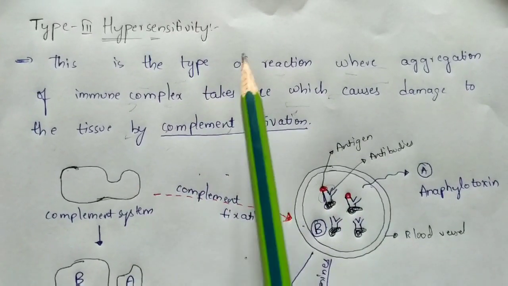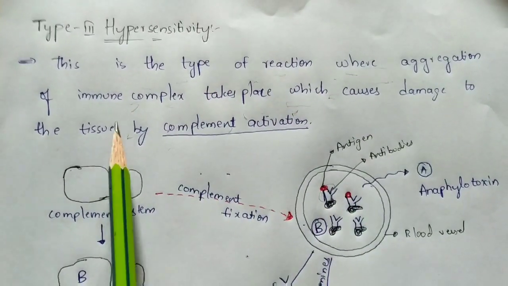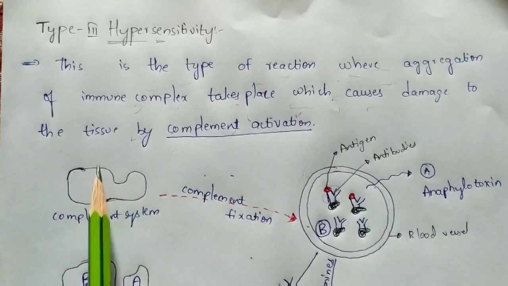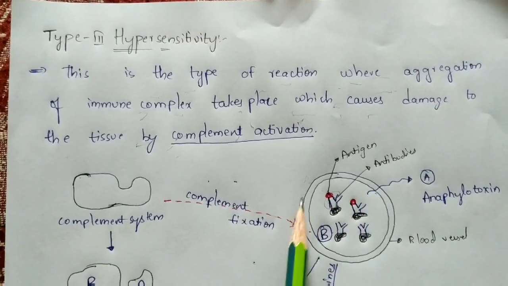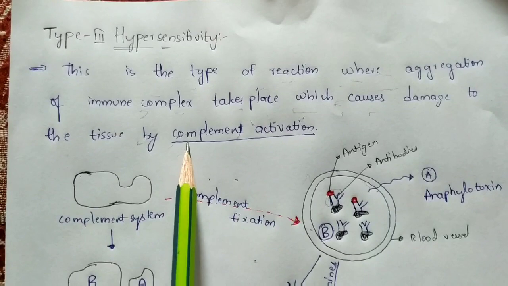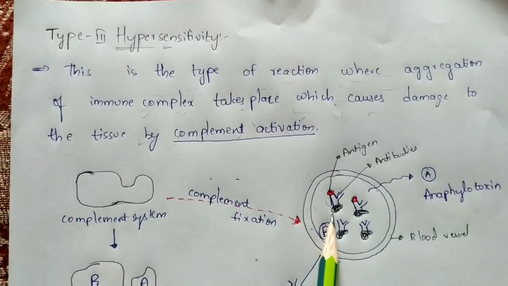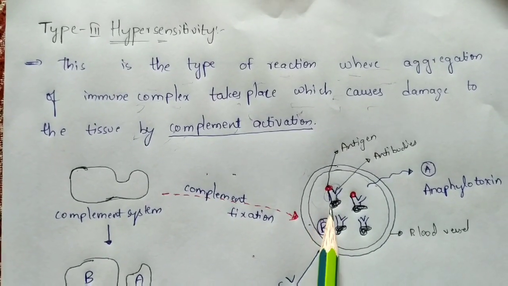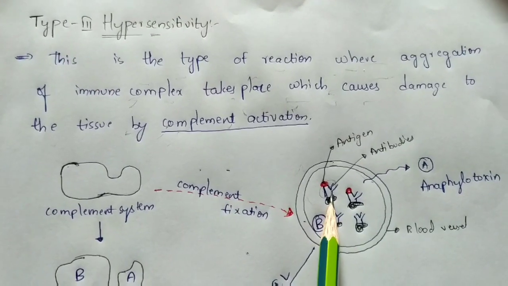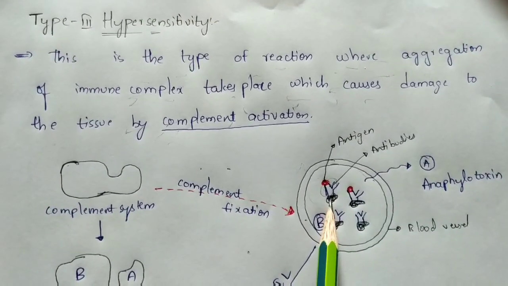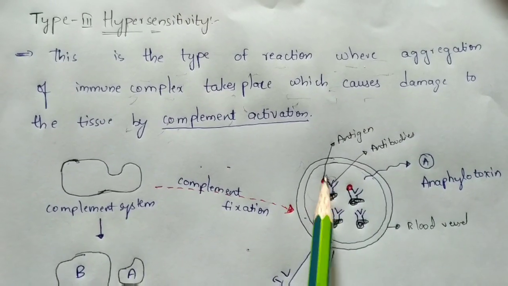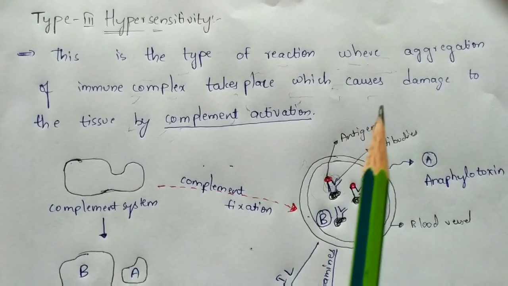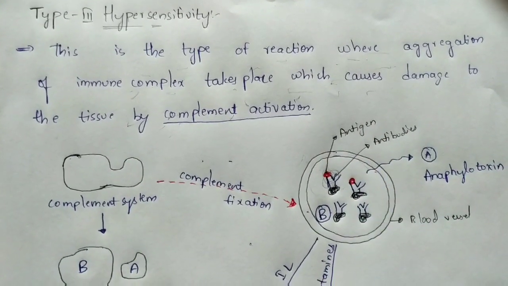And this is the type of reaction where the aggregation of immune complex takes place. When the antigen and antibody bind, it causes damage to the tissue by the attachment of complement. This is the immune complex, and the black color one which I have drawn is the complement system. When the complement molecule gets attached to this immune complex, the tissue gets damaged. That type of sensitivity is said to be type 3 hypersensitivity, and I'm going to explain it in brief now.